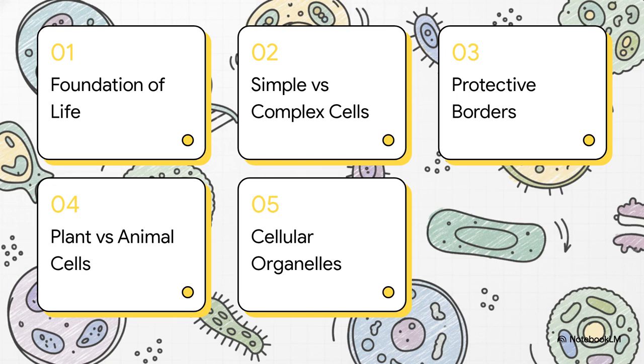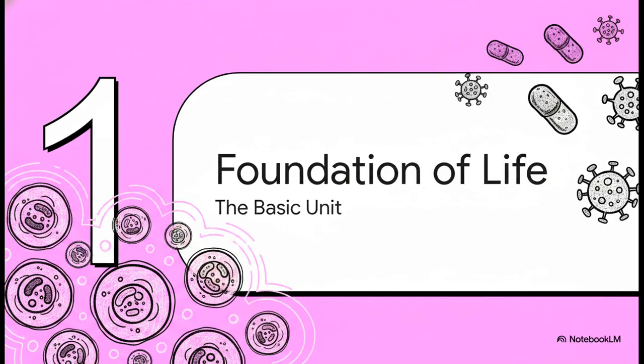So here is our quick itinerary for today's journey into the cellular city. First, the foundation of life. Second, simple versus complex cells. Third, the protective borders. Fourth, plant versus animal cells. And finally, number 5, the cellular city organelles. All right, let's jump straight into section 1, the foundation of life.